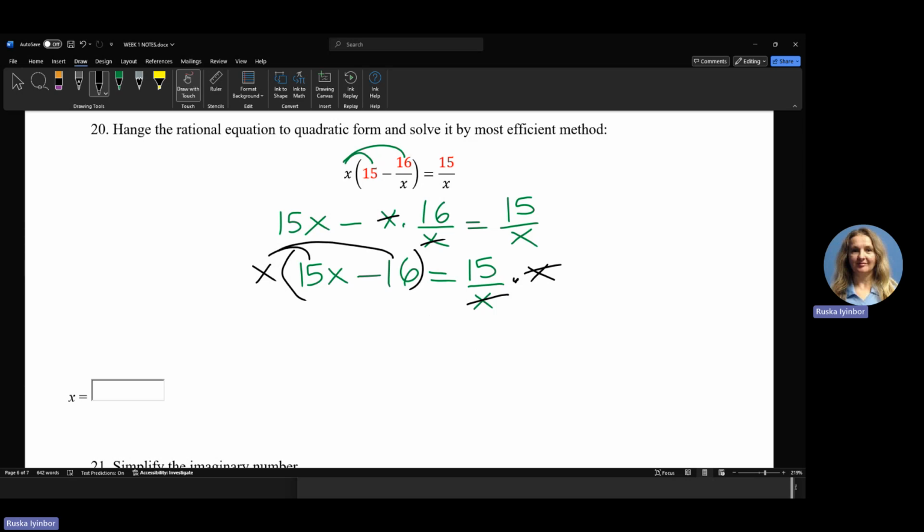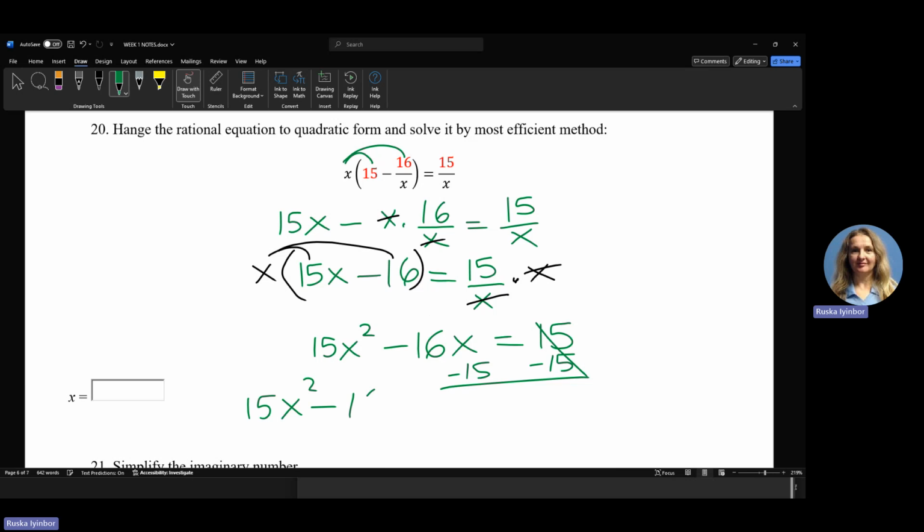So multiplying x times 15x is 15x squared, minus x times 16 is 16x, equals 15. And then when you move 15 over, you're going to get equals 0. And that's how you're going to plug it in. So before you plug it in, you're going to get 15x squared minus 16x minus 15 equals 0. And if somebody can plug this in for me, then I'm going to take a little break.